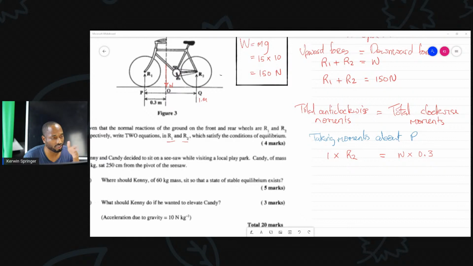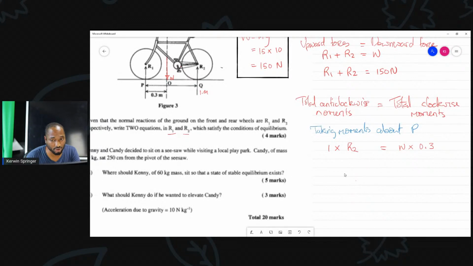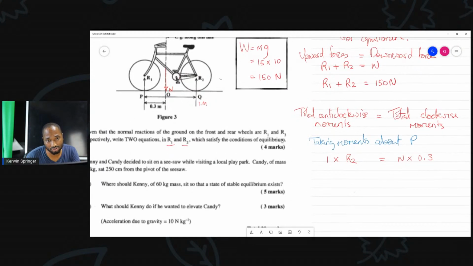Don't include the force. Neglect the force. This is on the point. So this is like R1 times 0. It is nothing. This force is on the pivot that I'm taking moments about, P. So I will have R2 here. If I put in W here, I will actually find the value of R.